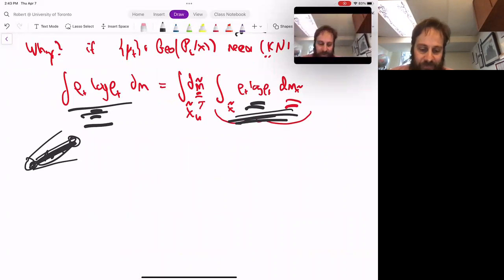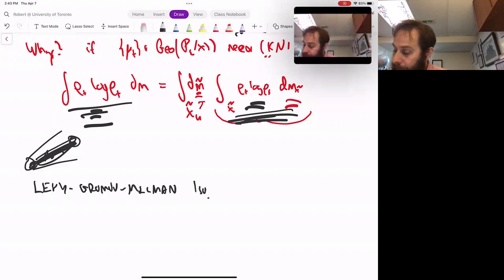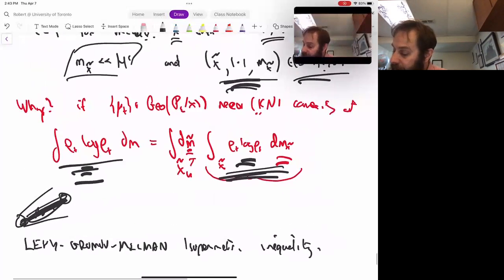And so my closing application of this technique is going to be the famous Levy-Gromov-Milman isoperimetric inequality. Which I don't have time to do full justice to, but what else should I say before I do that?